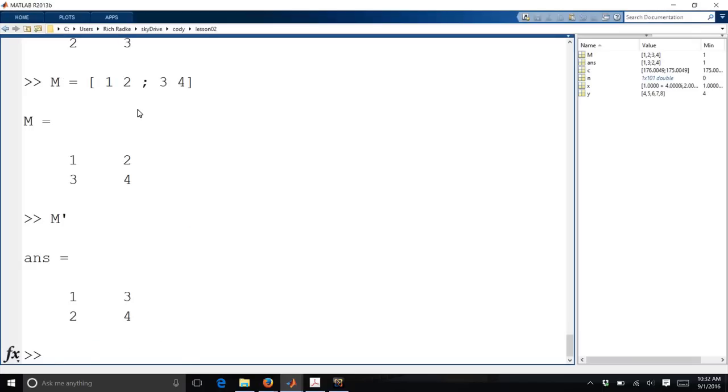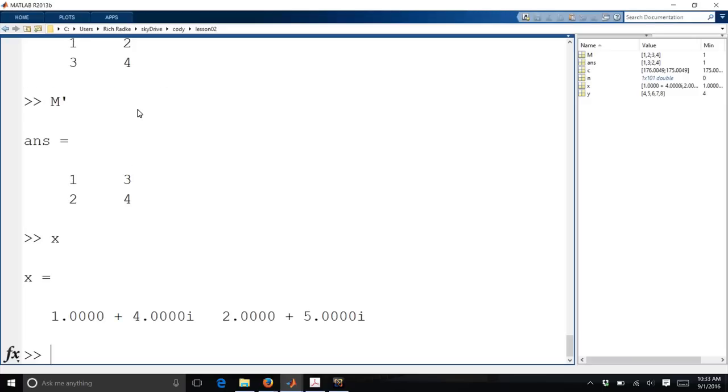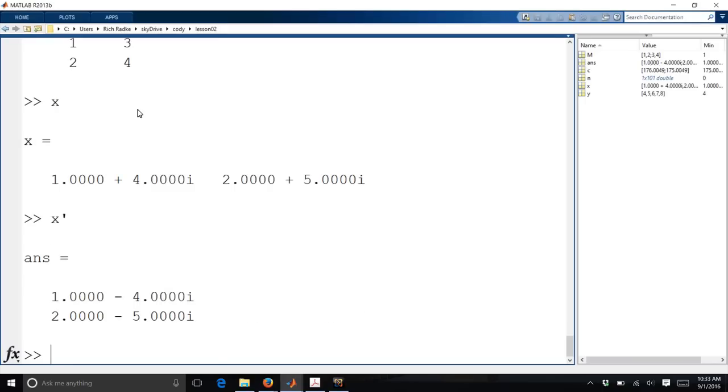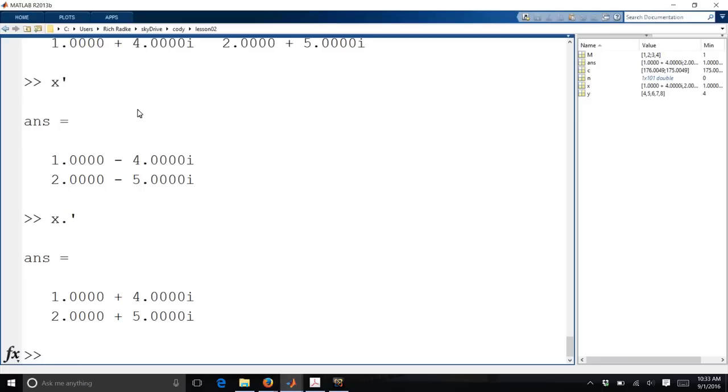But one thing to be aware of that I didn't actually remember until recently is that if I have a complex vector and I transpose it, not only does it change the orientation, but it also changes the sign of the complex part. That's a little bit tricky, because MATLAB assumes that oftentimes we care about dealing with complex numbers. This is called the Hermitian transpose. If you want the regular transpose, you need the dot. x dot apostrophe will give me the vector just rotated.